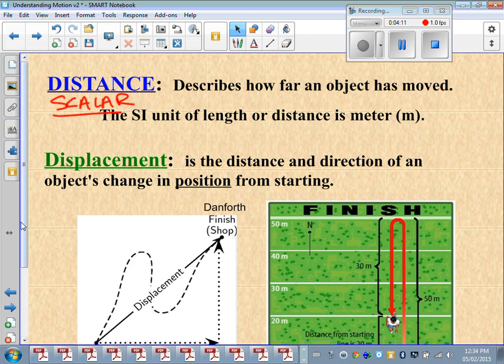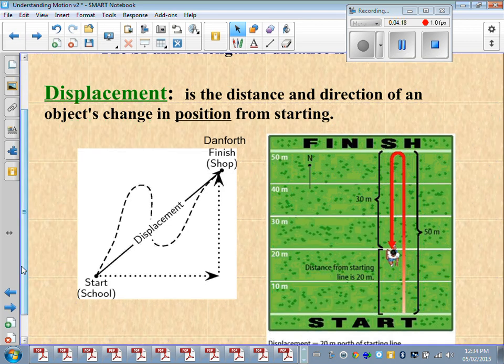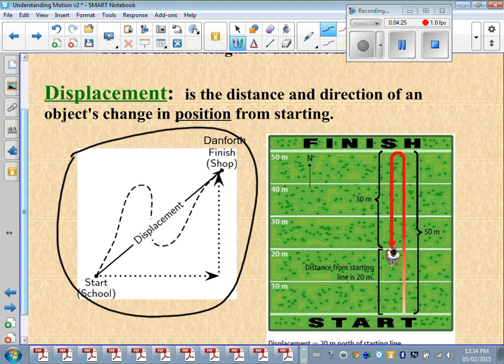And displacement, on the other hand, is the distance and direction of an object's change in position from a starting point. So if we look at this schematic, and we talk about students starting from school at lunchtime maybe, and they go on this sort of wondrous trail over here. Student A goes this way, and maybe student B takes the direct route, straight through Felsted Park. They will both end up at Danforth shop.